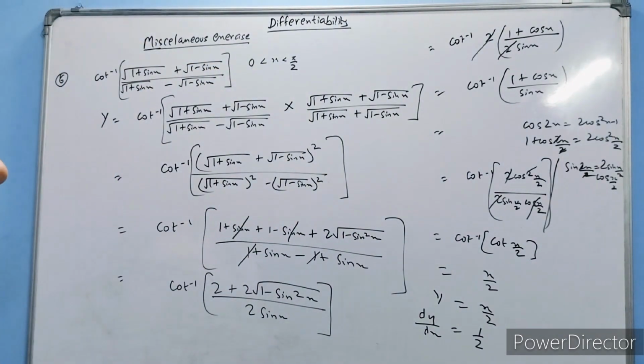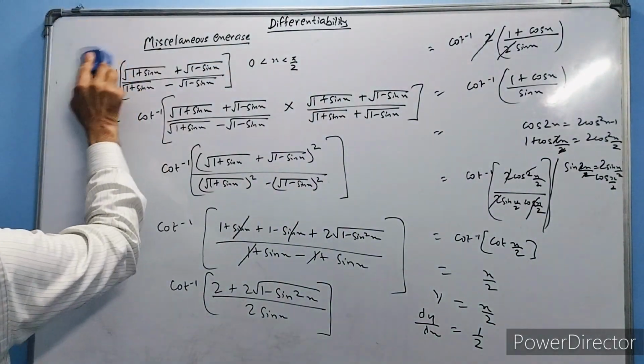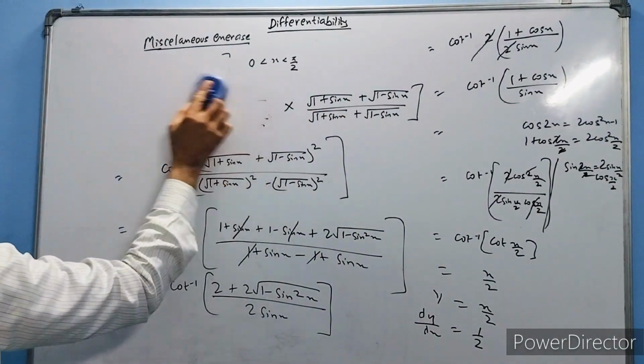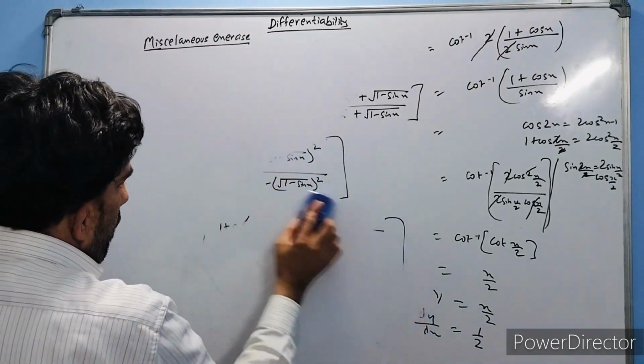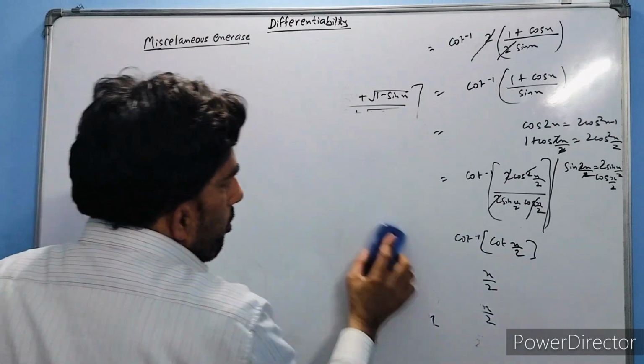Now we'll try to solve the 7th. We have just solved only 6 numericals. Now we'll move on to the 7th numerical.